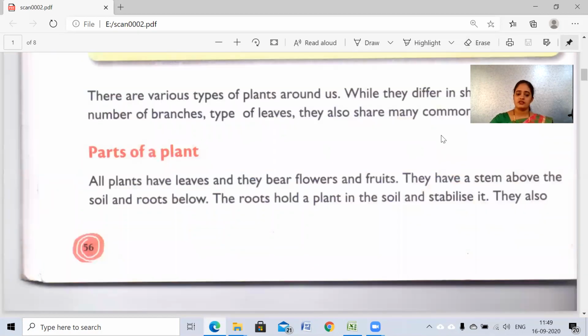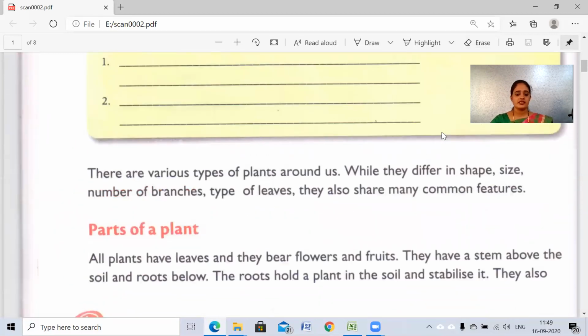Children, look here. As you know, we can see various types of plants around us. They are of different shapes. We can see different sizes, and the branches also vary. Some of them have fewer branches, some have many branches. Leaves also vary. Some leaves are different from the other leaves. Some leaves are small, some are big. Isn't it? They also share many common features.